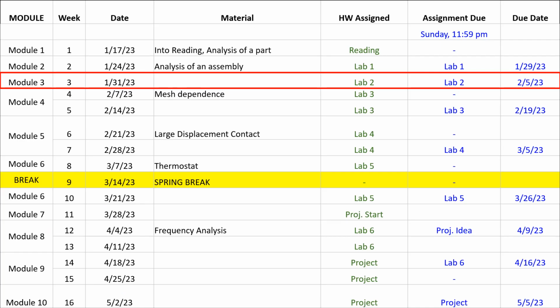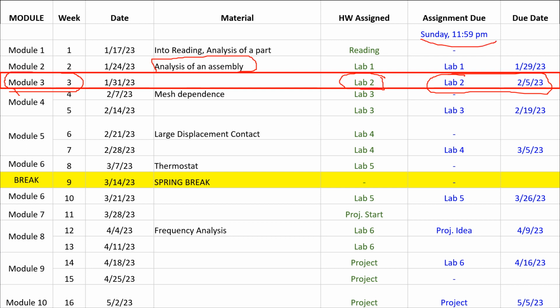So now let's take a look at our semester schedule. So as you can see here, we are on our week number 3, our module number 3 for the semester. Previously, in our module number 2, we did our introductory reading for the analysis of the assembly, which is your lab number 2, which is going to be assigned this week, and this is going to be due on the 5th by the end of the day. So a reminder, all of your assignments are due by Sunday by the end of the day.